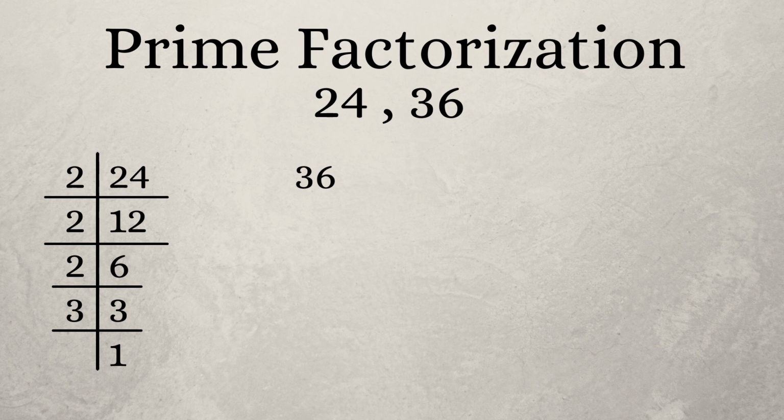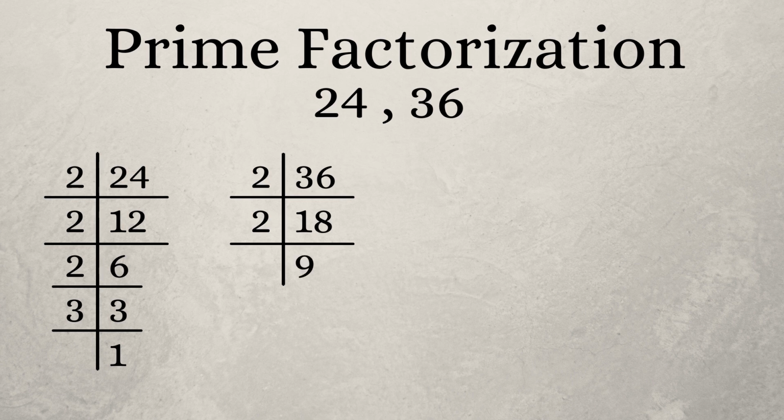And starting off with our smallest prime factor 2, we get 18. 18 also has a smallest prime factor of 2, which gives us 9. 9 has a smallest prime factor of 3. So we divide it to get 3 again. Finally we divide 3 by 3 itself to get 1.